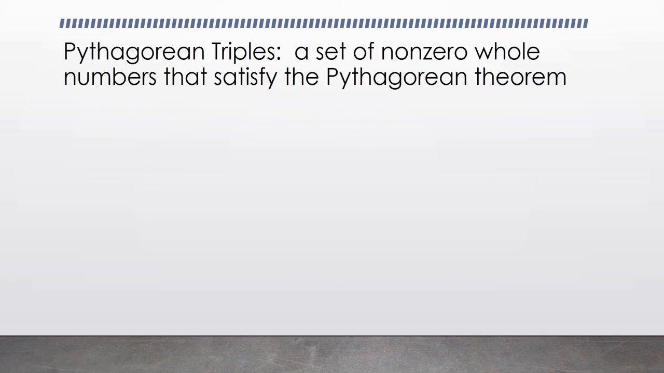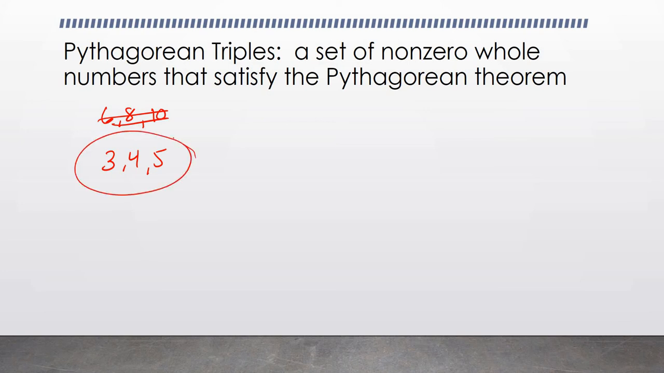Pythagorean triples are a set of non-zero whole numbers that satisfy the Pythagorean theorem. We just did one, 6, 8, and 10. It's more commonly known as the 3, 4, 5 right triangle. Any sides that are in the ratio of 3 to 4 to 5 will always be a right triangle.